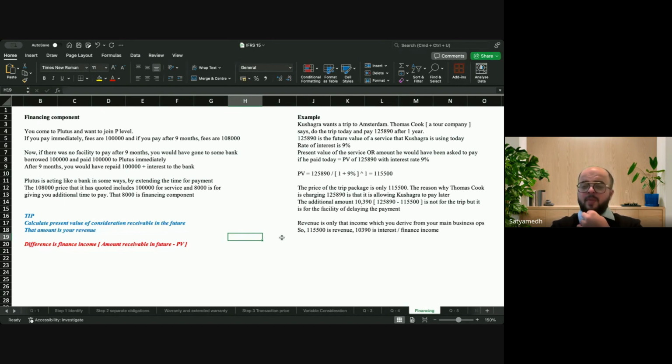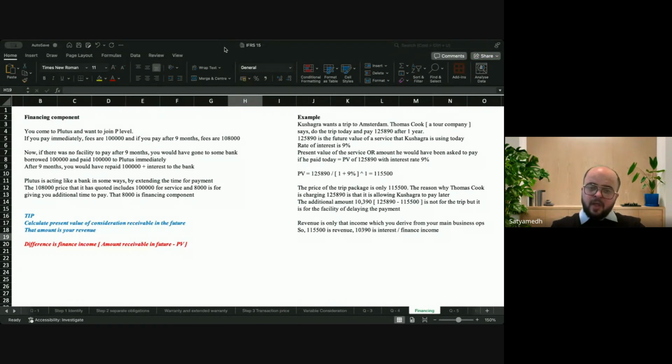In this case, what will people do when they don't have the money? Either they will cancel the trip, or they will go to a bank. They will take a loan from the bank.